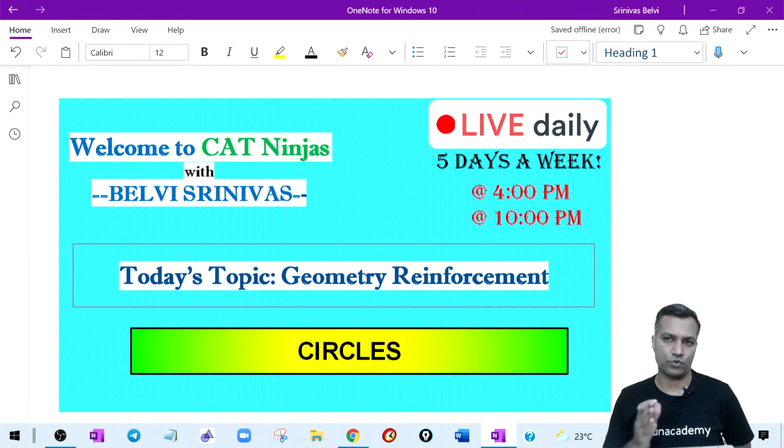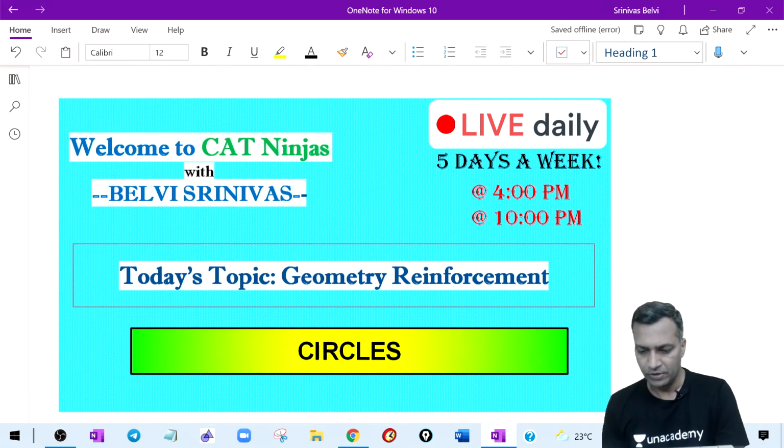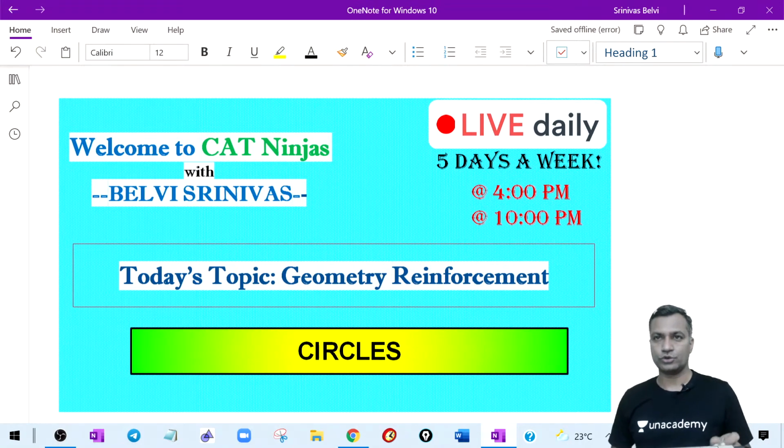So, in the last four lectures on geometry, we were discussing the triangles, and today we'll discuss the curves, right? So curves is nothing but the circles, because these are the two fundamentals. Once we have a fair control over the triangles and circles, I guess most of it could be done from there.